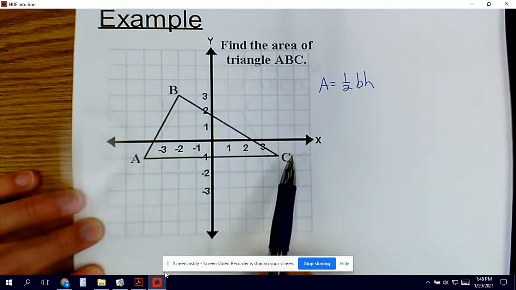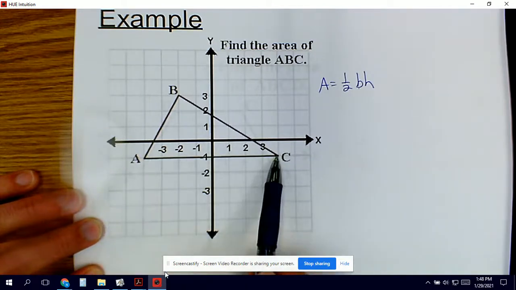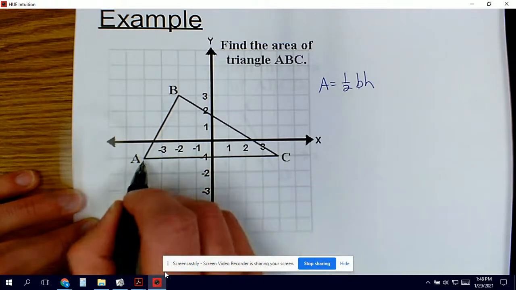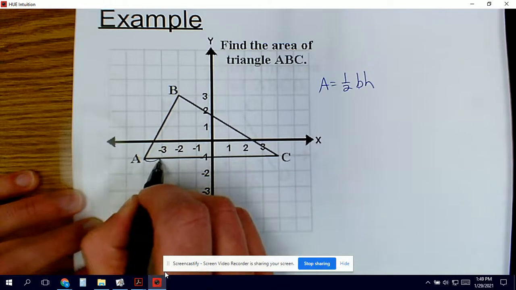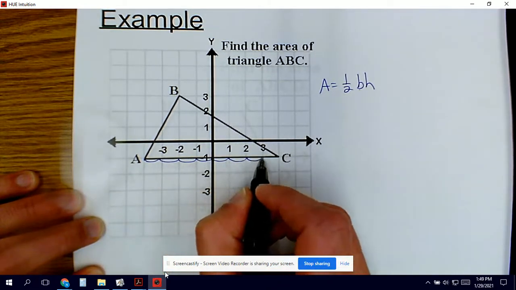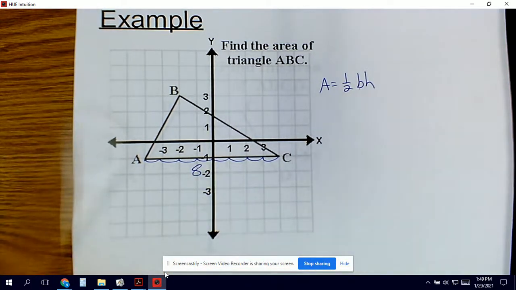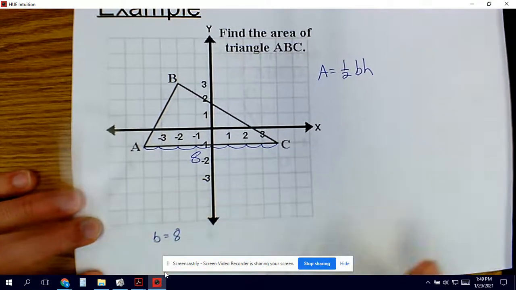Well, B is the base of the triangle, so I need to look at this image and find the base. The base of this triangle is actually this line segment at the bottom, AC. So I need to find the measure of this, and the easiest way actually to do this is to just count how many units AC is. 1, 2, 3, 4, 5, 6, 7, 8. So AC has a measure of 8 units. So I know that my base is going to equal 8.